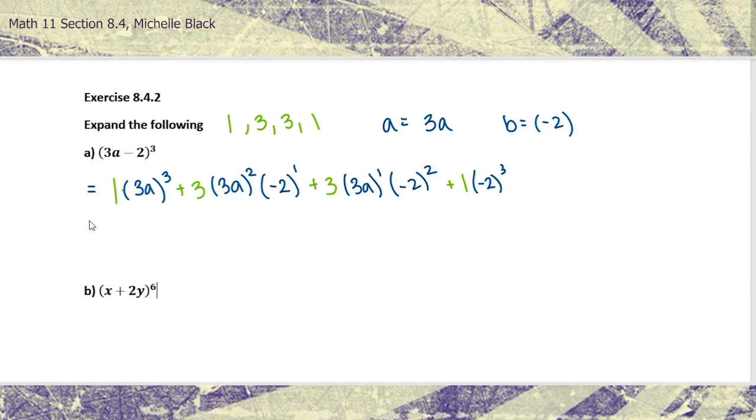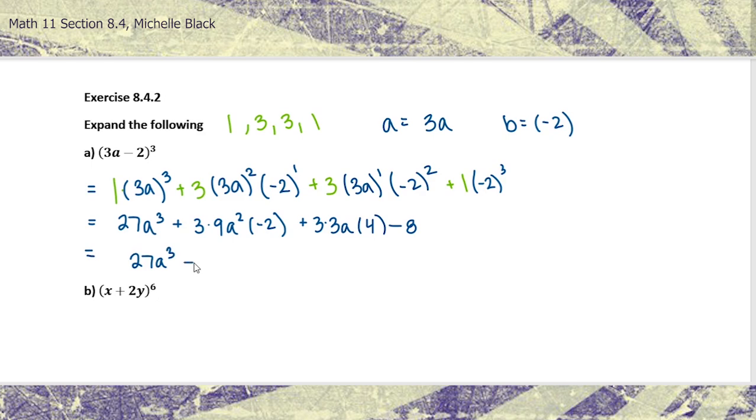And now let's simplify this. So this is 1 times 3 to power 3, which is 27, a to the power 3, plus 3 times 3 squared, which is 9, a squared, times -2, plus 3 times 3 to power 1, that's just 3, a, and -2 to power 2 is 4, and then -2 to power 3 is -8. Simplifying further, we have 27a cubed minus 54a squared plus 36a minus 8.